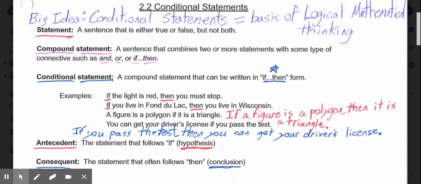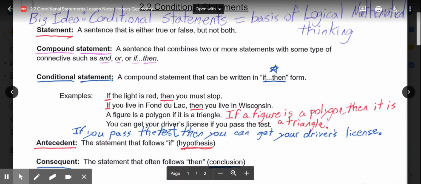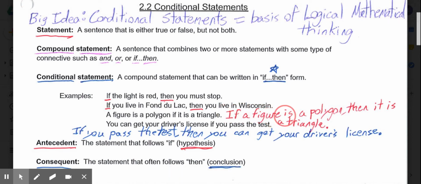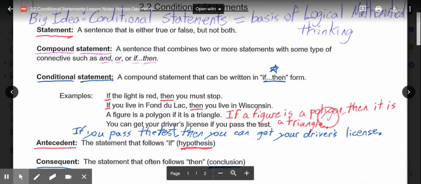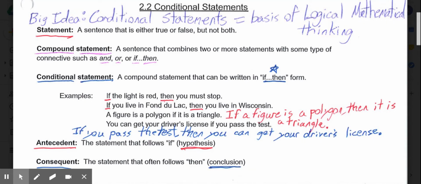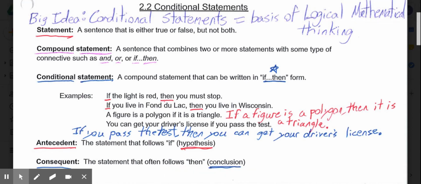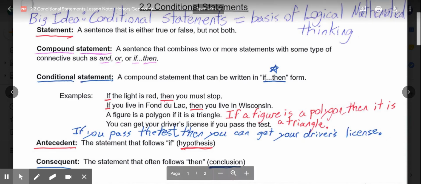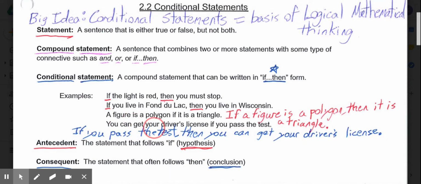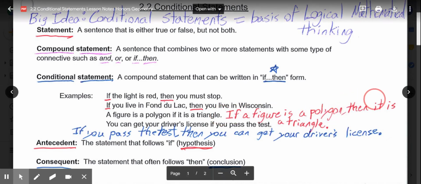But we could rewrite this statement as: if a figure is a polygon, then it is a triangle, so it would be considered a conditional statement. It is just written currently in an inverse type form, where we're flipping the order. It's written as a figure is a polygon if it is a triangle, but we can think of that sentence as our conditional statement: if a figure is a polygon, then it is a triangle.